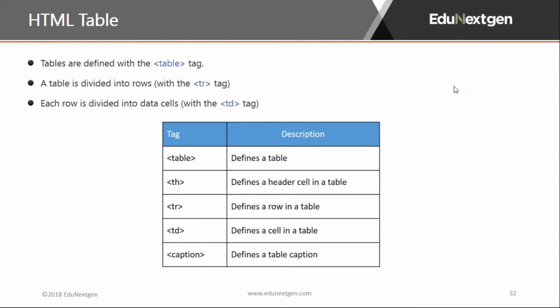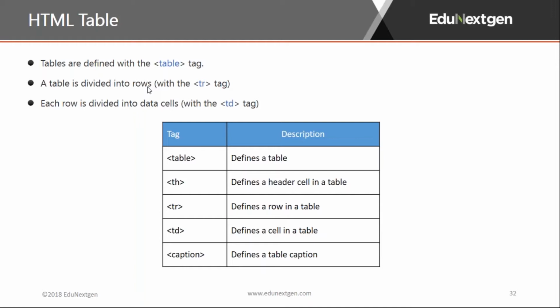Now we'll see how to represent a table on our web pages. We have a table tag. The table is divided into rows, and the tag which defines the rows is tr. Each row is divided into cells, and those cells are defined with the td tag.